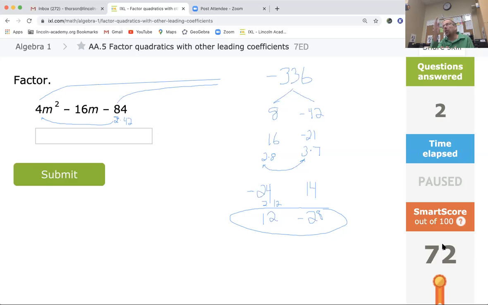Now, again, you can always do 1 and 336, 2 and that number, 3, 4, and work your way down. I just find it quicker to start moving these little factors around. So I haven't actually solved the whole problem for you. I've just told you what to break this up into. So can you finish it from there? You're going to break that negative 16m into a 12m and a negative 28m, and then factor by grouping.